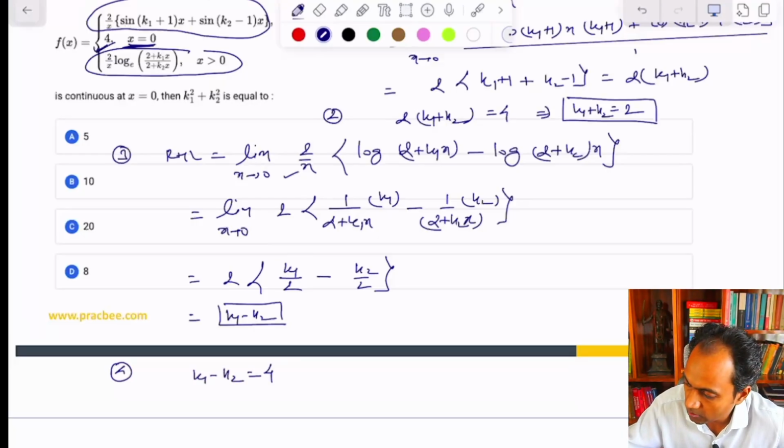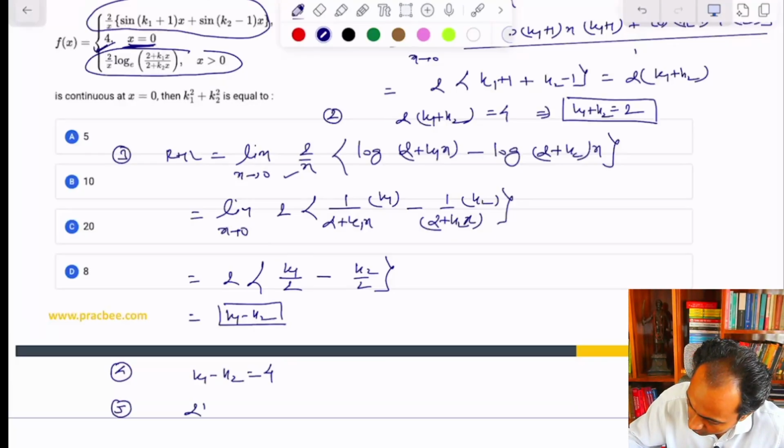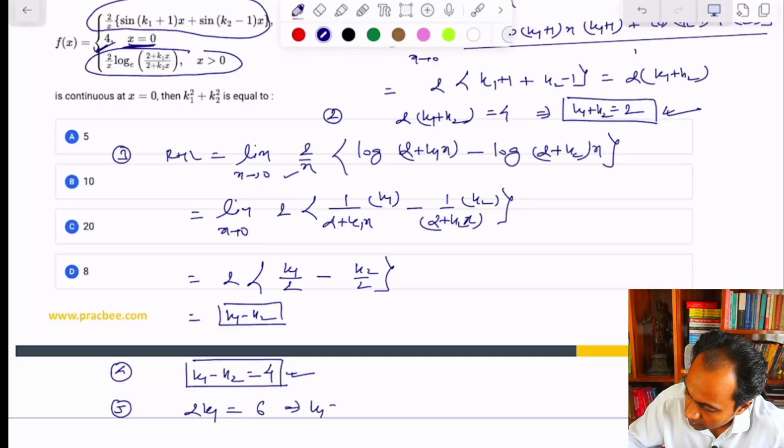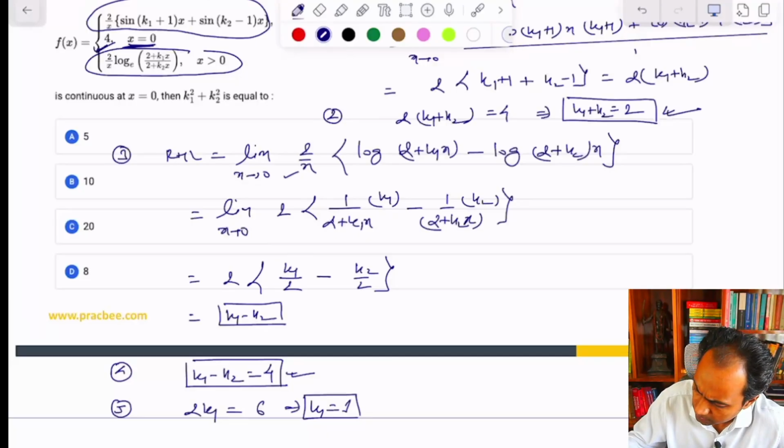Now k1 plus k2 is 2, k1 minus k2 is 4. If I add both of them, in the fifth part, I get 2 times k1. If I add this equation here and this equation here, it will be equal to 6. The value of k1 comes out to be 3. And if k1 is 3, if I subtract them, that is 2 times k2, comes out to be minus 2.